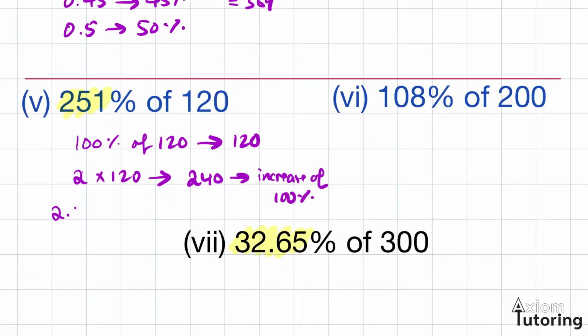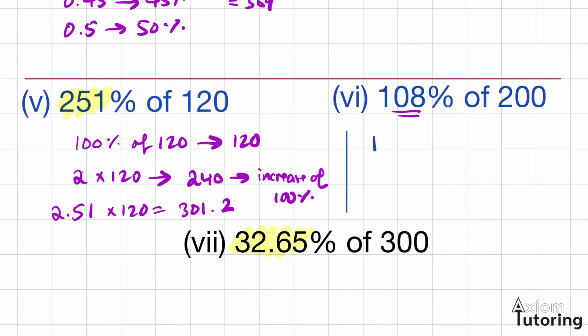251% is 2.51 times 120. And in our calculators, we should get 301.2.